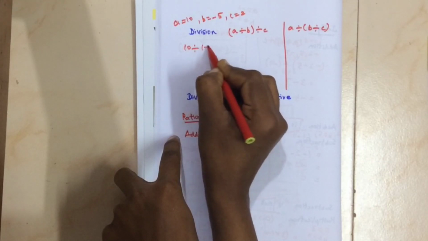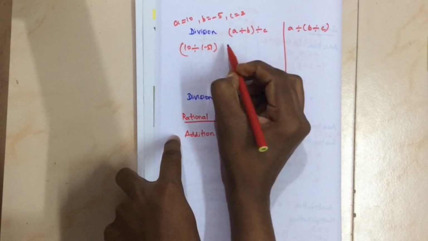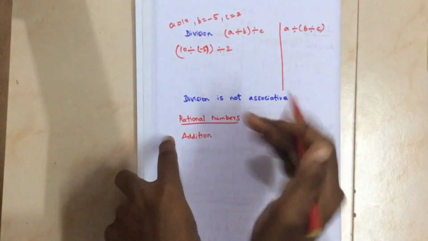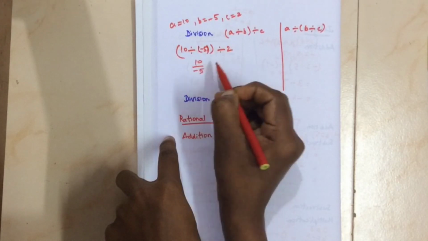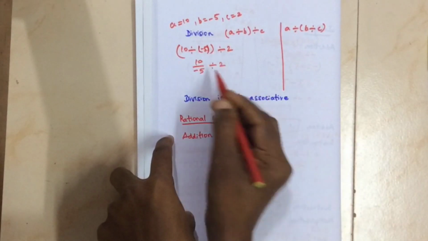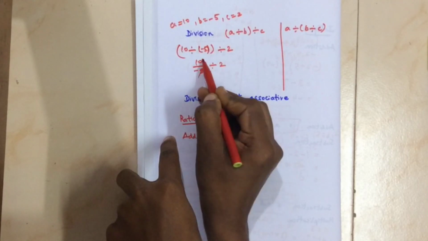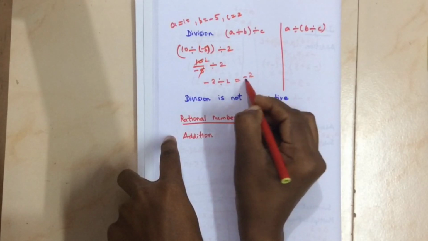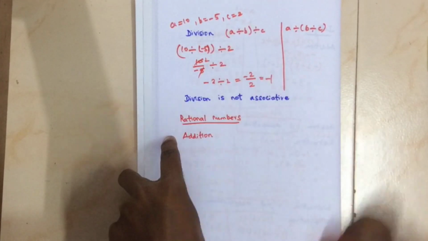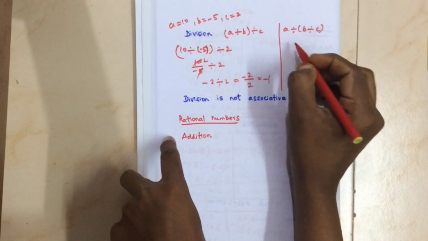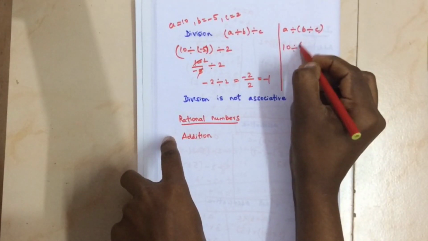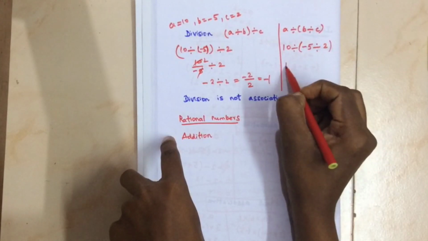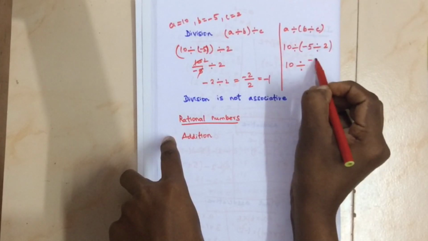10 divided by minus 5, this is minus 5 divided by 2. So what is 10 divided by minus 5 divided by 2? So this is 5 1s, we can cancel this, 5 1s are 5, 5 2s are 10. So this is minus 2 divided by 2, that is equal to minus 1. So here a is 10 divided by what is b? Minus 5 divided by what is c, which is 2.